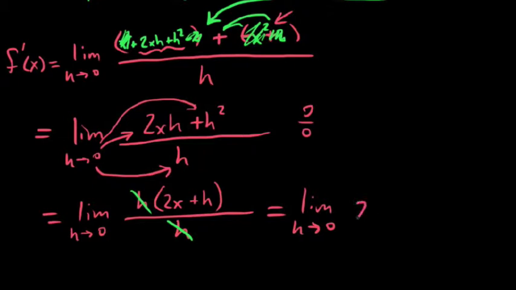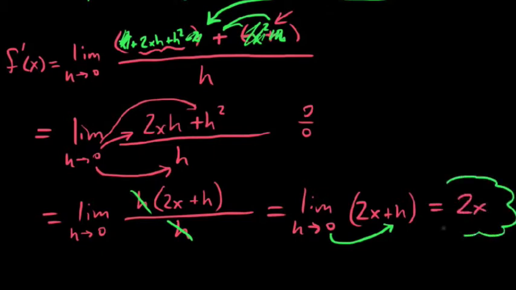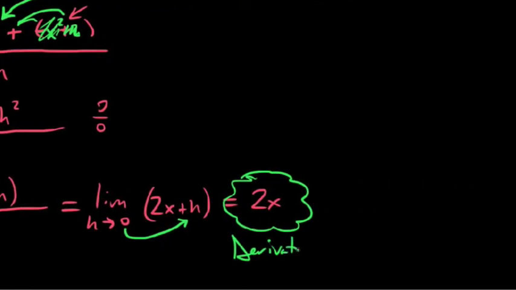So we say 2x plus h is our function here. If we were to direct substitute now, every instance of h would drop out because it approaches 0. We get 2x. So I just want to be really clear on this. This right here is the derivative function, okay? Derivative function. This is awesome.